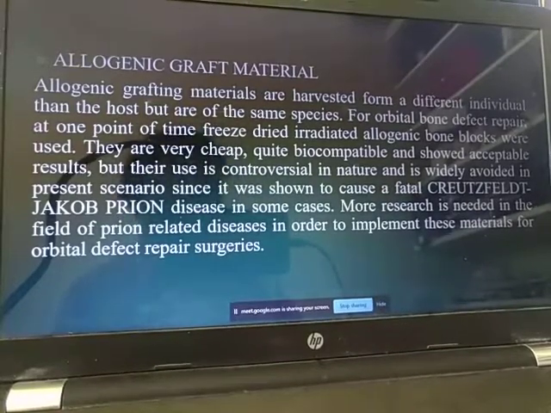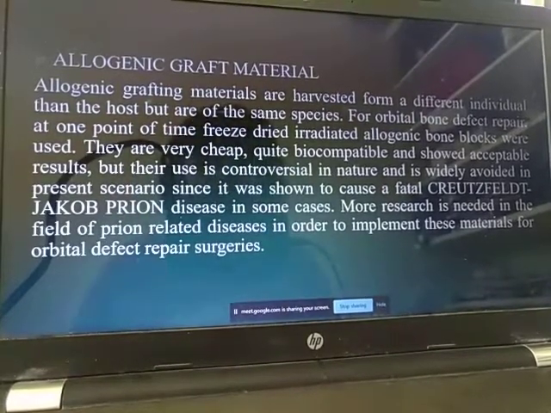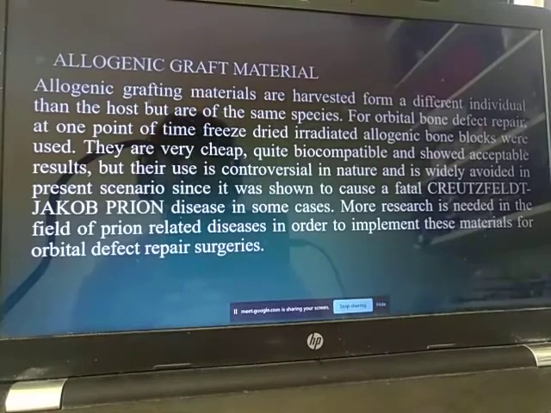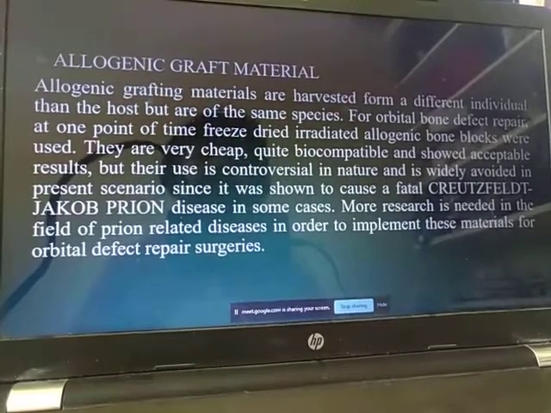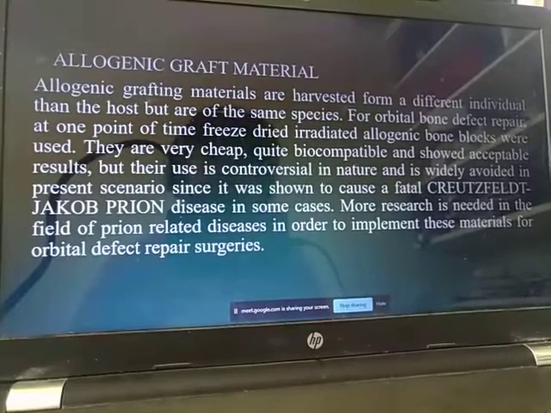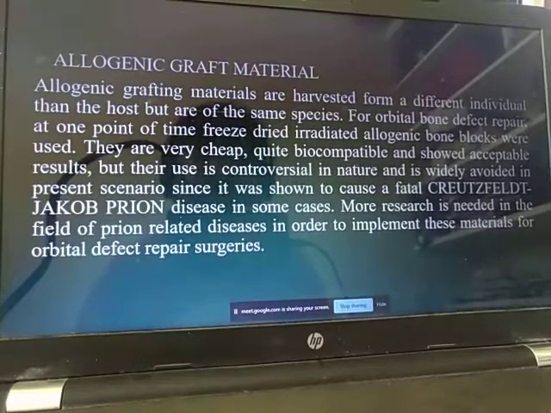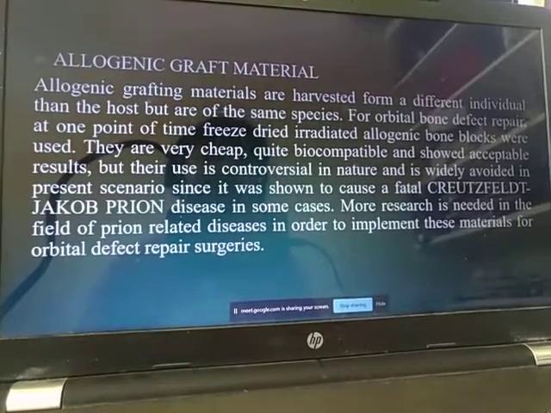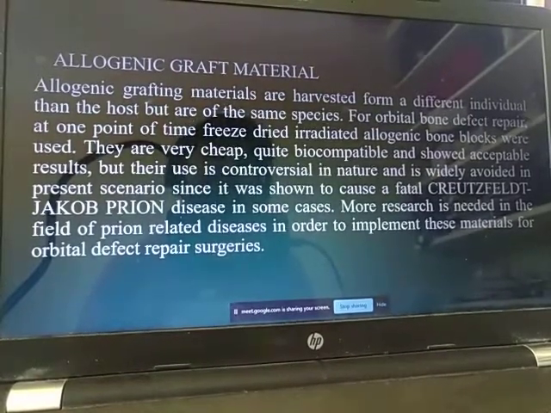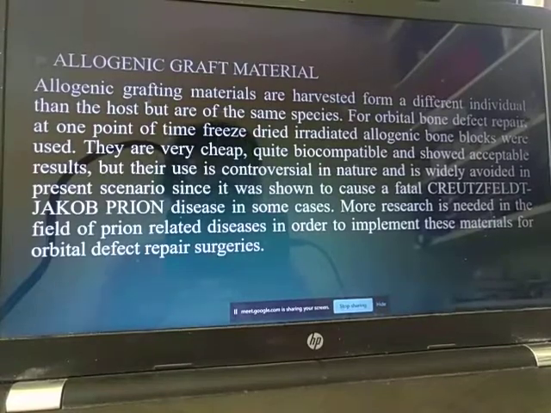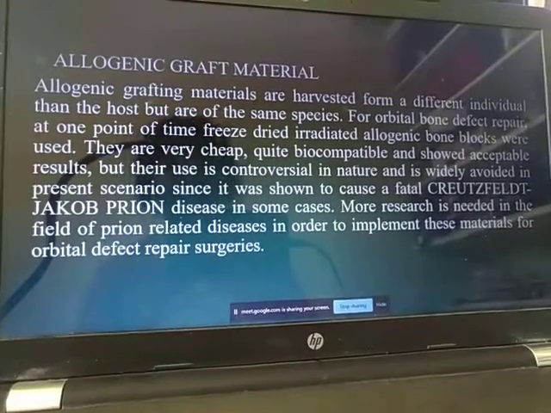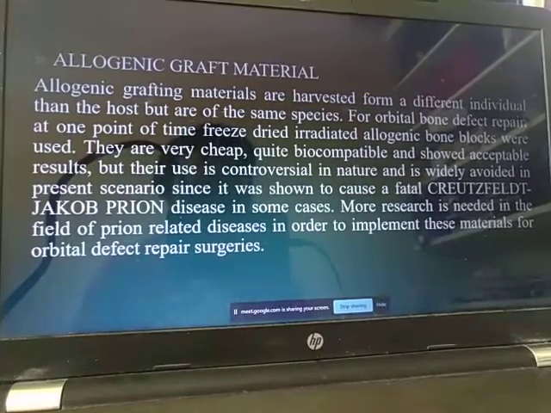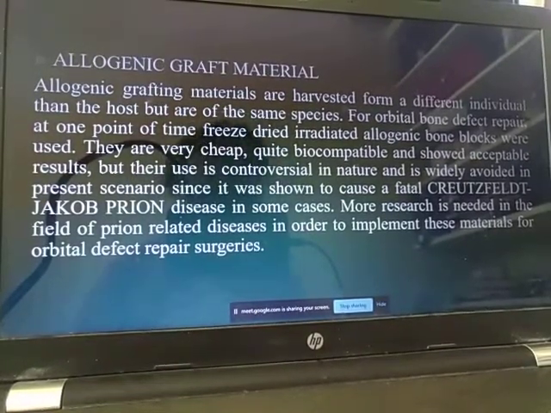Creutzfeldt-Jakob prion disease. It's a type of prion disease where there is gradual, complete organ failure and brain death, which happens due to the prions. More research is generally needed in this field of prion-related diseases in order to implement these materials for orbital defect repair. Orbital floor injuries or orbital wall injuries are even more susceptible to Creutzfeldt-Jakob prion disease according to studies.